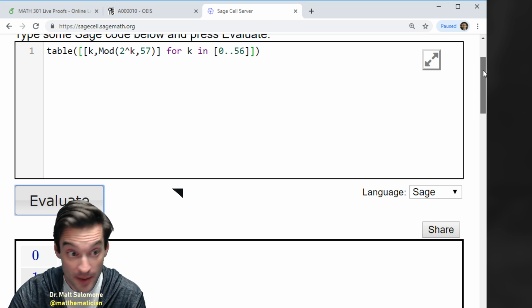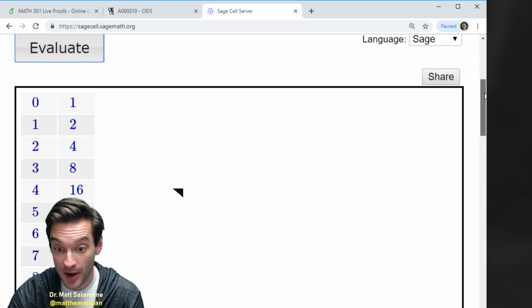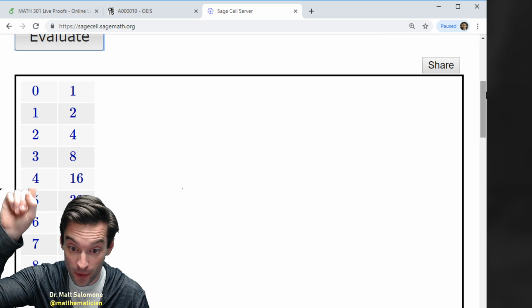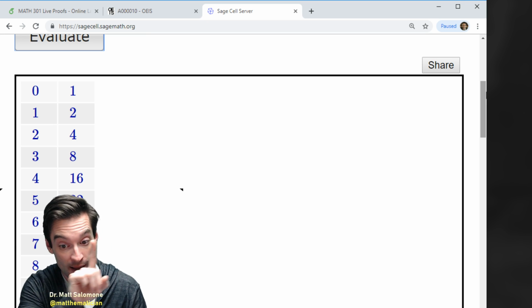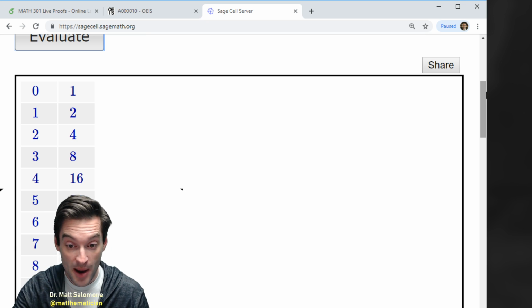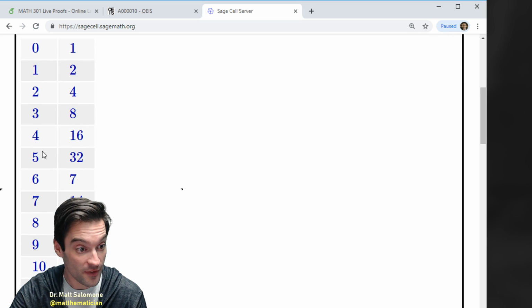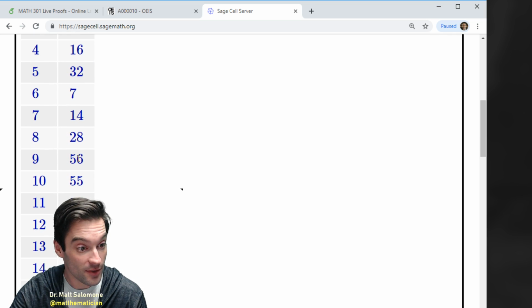So now what we're looking at here in this table, as it scrolls down above my head, is, in the left-hand column, the power of 2 that I'm talking about, and in the right-hand column, 2 raised to that power mod 57. So for example, 2 to the 4th mod 57 is 16, 2 to the 5th mod 57 is 32, and so on and so on and so on.